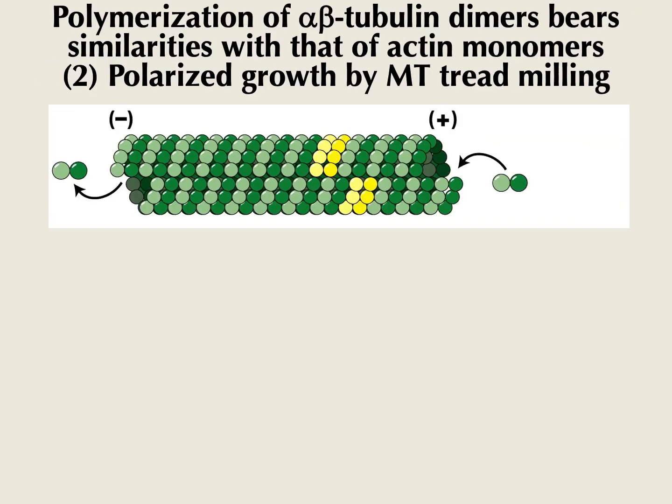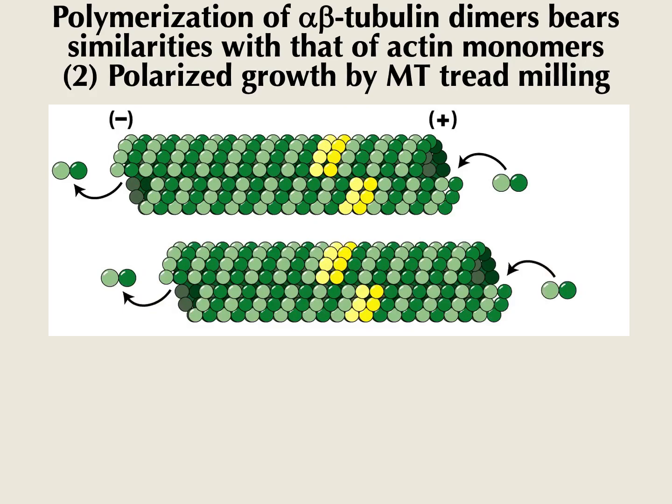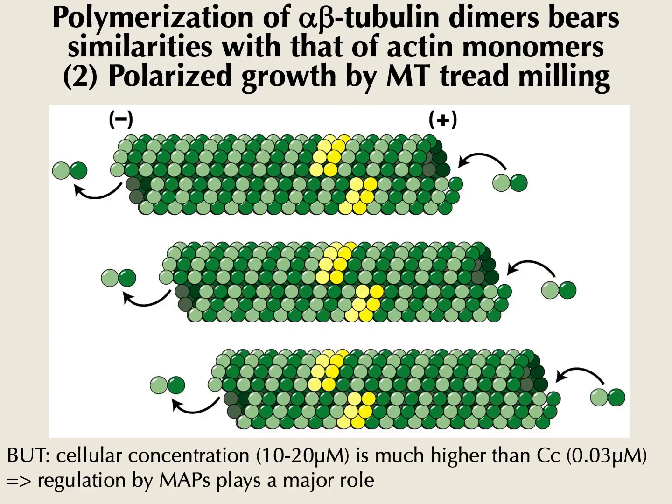So that's why I'm going kind of quickly through this, because in principle there is room for treadmilling also with microtubules, but in practice, and that's the main point here, the cellular concentration of tubulin is so high, so much higher than the critical concentration, that everything is regulated by proteins. Almost nothing is due to the biophysical properties of microtubules. Okay? So let's look into that.